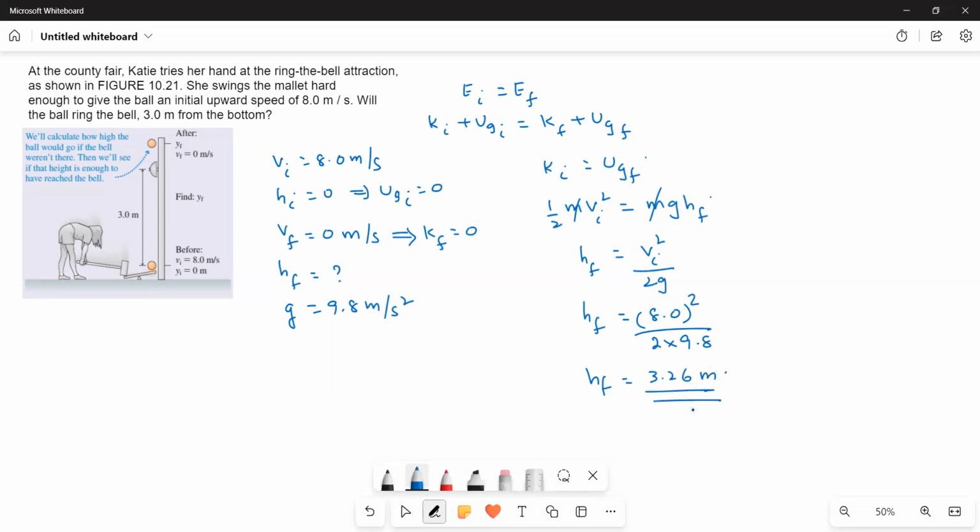meters. And then it is said that the bell is at the height of 3 meters. So easily she can ring the bell. Okay, the ball will ring the bell. That's the answer for the question.